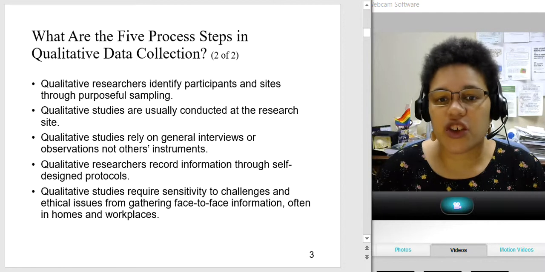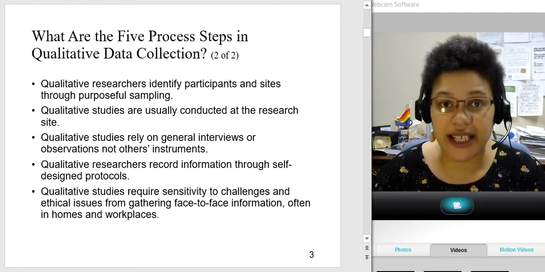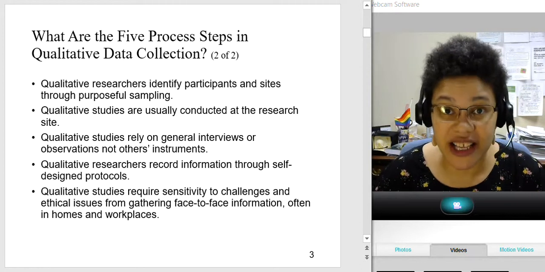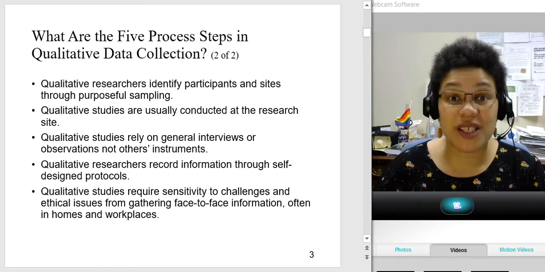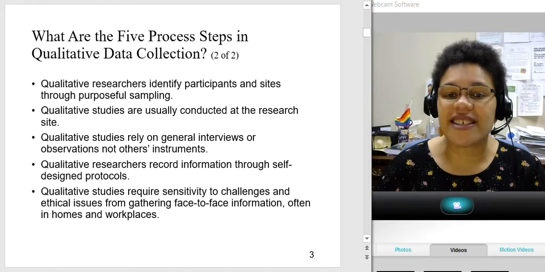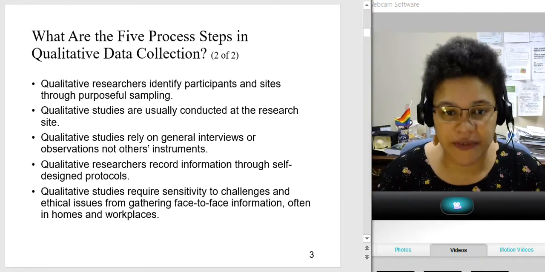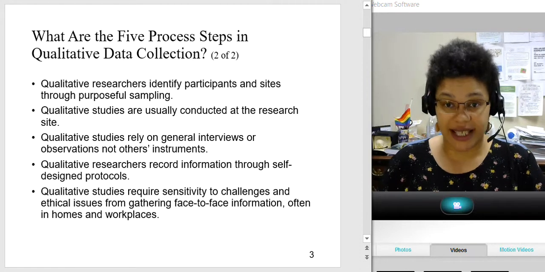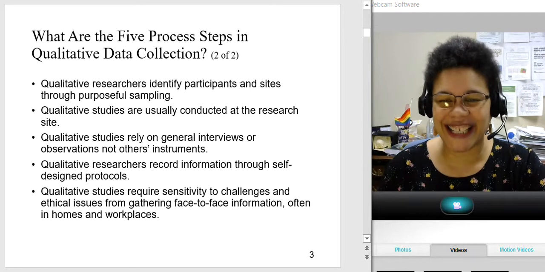Qualitative researchers record information through self-designed protocols. Again, you might adapt it, but generally you're going to be designing it yourself. Another thing you might be adapting is someone's conceptual framework. Qualitative studies require sensitivity to challenges and ethical issues from gathering face-to-face information, often in homes and workplaces. Because we're doing people to people, right? These are people interacting with other people in qualitative studies.